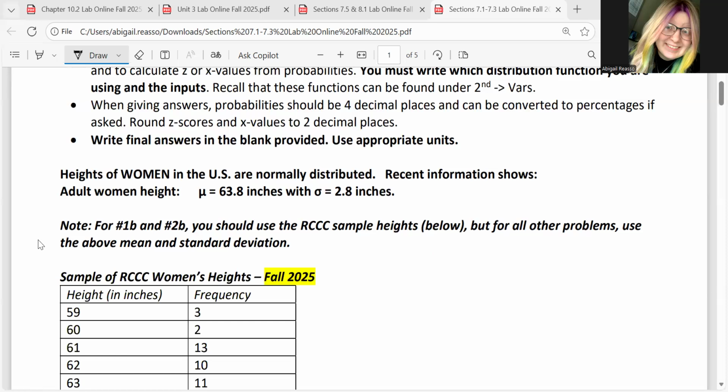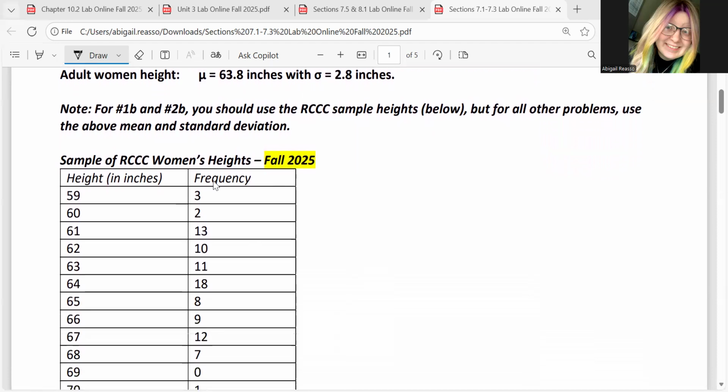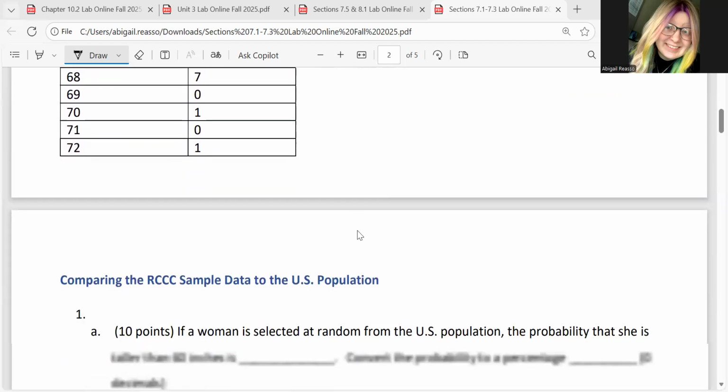What we have here first is our US population. Keep in mind these values, when we're talking about the US being normally distributed, are from the entire population. Now this table here is from the sample data, the survey. Again, your numbers will be different because it is data from a different section or from a different semester. So these will be for 1B and 2B. You'll be using these.